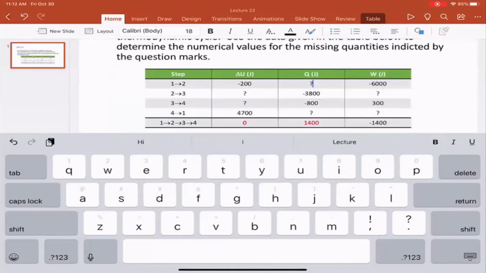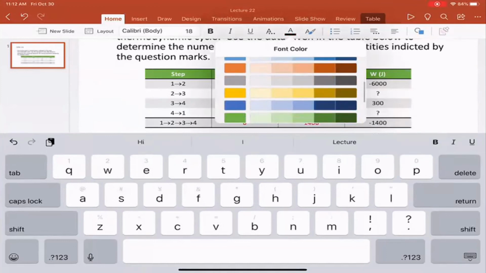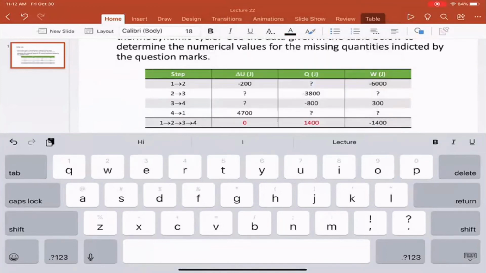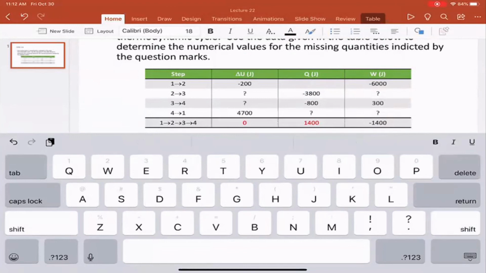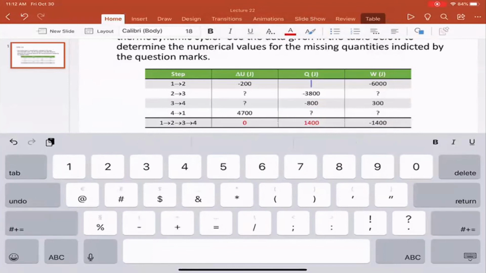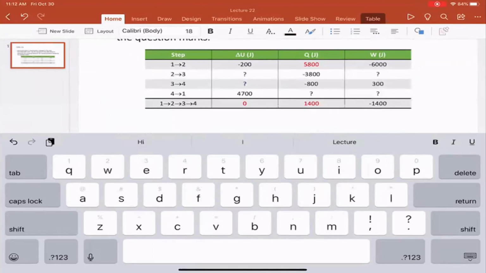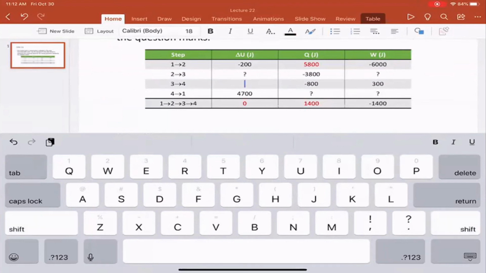So I'm going to start here at the top. If we know that delta U has to equal Q plus W, that means that 200 joules has to equal X plus negative 6,000. And so, of course, if that's negative 6,000, then Q is equal to 5,800. And this will satisfy the energy balance. So if we added Q and W here, you would get minus 200. And you could apply the same concept here in the third row, where we're talking about step 3 to step 4, that delta U for that individual step has to be equal to Q plus W. And so that's just minus 800 plus 300, which is just minus 500 joules.